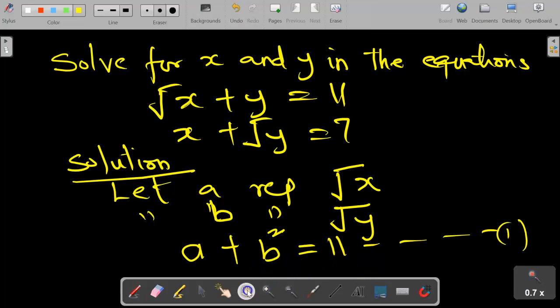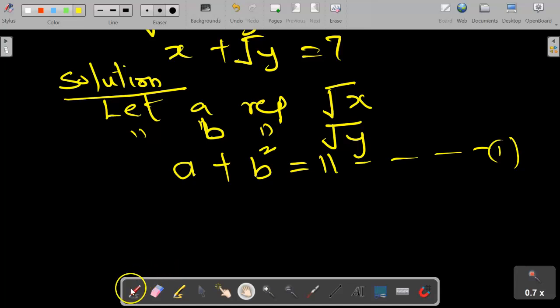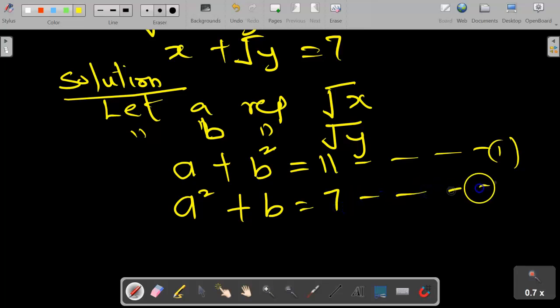Now, x is a squared. Remember, a represents the square root of x. So a squared will now be x, plus root y is b. Everything is equal to 7. That is our equation 2.